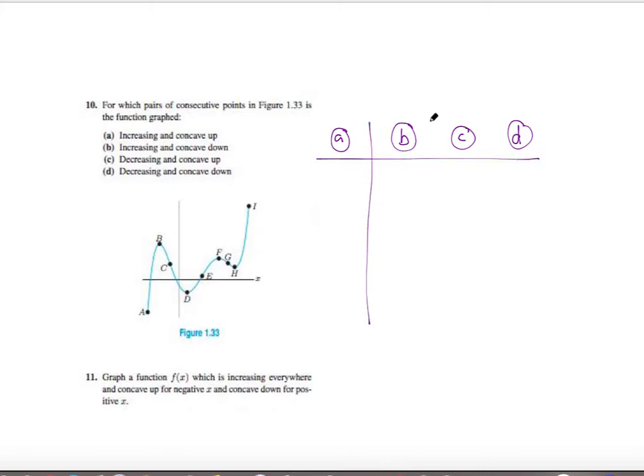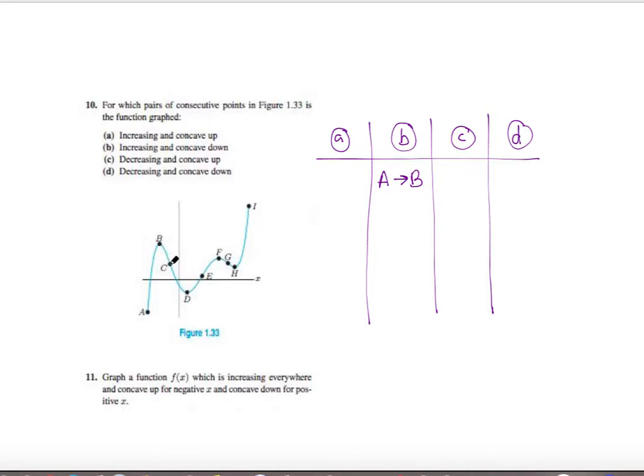So we're looking at consecutive points. So from A to B, I see that my function is increasing. However, it is curving downward, right? We can see this U shape that it's making facing downward. So it is increasing and concave down from A to B. So increasing and concave down would be right here. So A to B is increasing concave down.